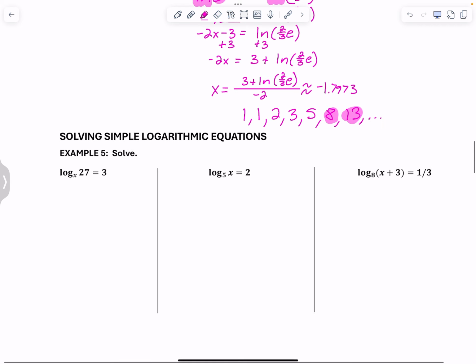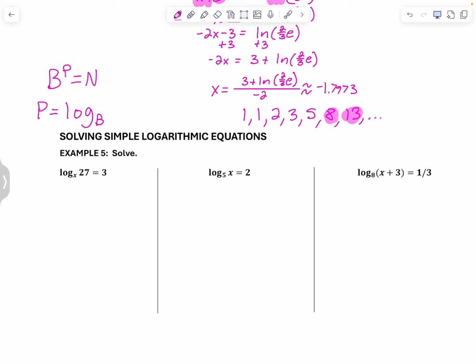All right, take a look here. These are done by the pattern. Remember our pattern? I'll write it again. Base to a power equals a number. And then the equivalent is p in the log bin. All right, those are our 2 forms. All 3 of these are in logarithmic form, right? The p in the log bin. So all I got to do is change it to the other form. What's my base in the first problem? X. What's the power?